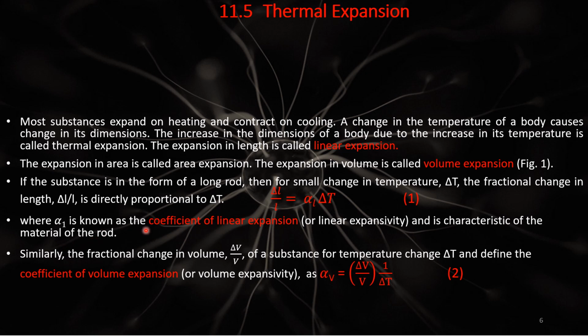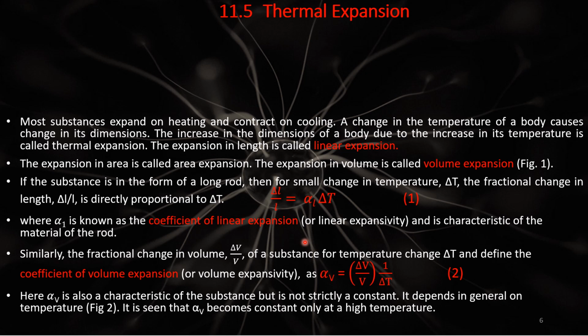Here alpha 1 is called the coefficient of linear expansion or linear expansivity and is the characteristic of the material of the rod. Similarly, in case of volume expansion, the fractional change in volume, that is delta V by V, where delta V is the change in volume of a substance for change in temperature, that is delta T, defines the coefficient of volume expansion or volume expansivity. It is given as alpha V, alpha subscript V, is equal to delta V by V into 1 over delta T. Let it be equation 2.